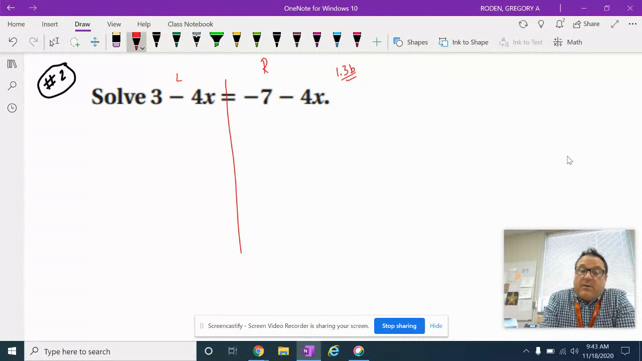Now, again, just going through, no distributive property, no combining like terms. It's a tie, though, attacking the weaker variable. So it doesn't matter which one you attack. So I'm going to attack this left negative 4x. So I'm going to add 4x to both sides.